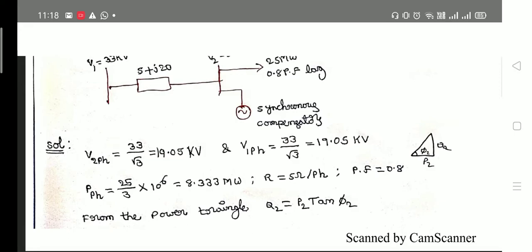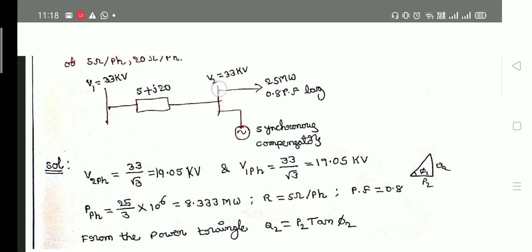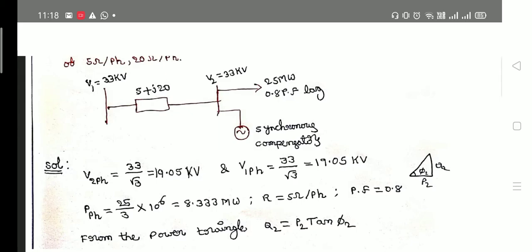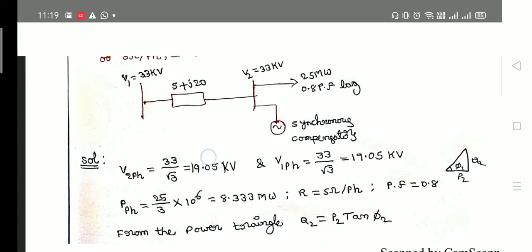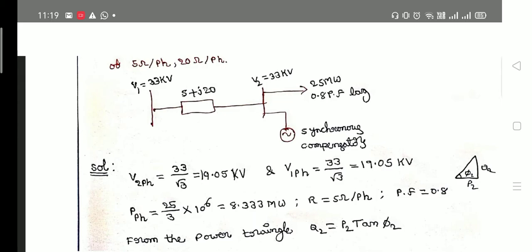First we take the phase voltage at the receiving end side. So V2 per phase means 33 by root 3, and V1 per phase is also 33 by root 3. We will get 19.05 kV for V1 phase and V2 phase. Next I am taking power also per phase. P phase is equal to 25 by 3 into 10 power 6, so we will get 8.33 megawatts. P phase is equal to 8.333 megawatts.